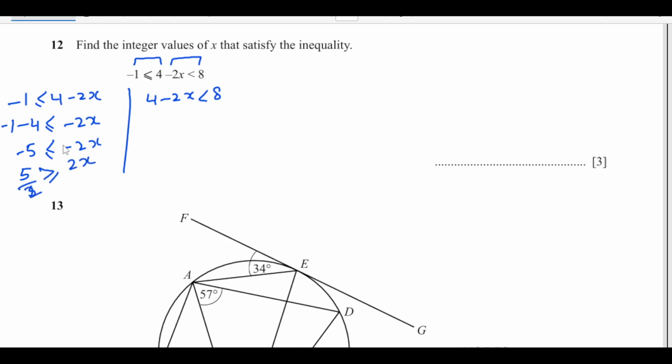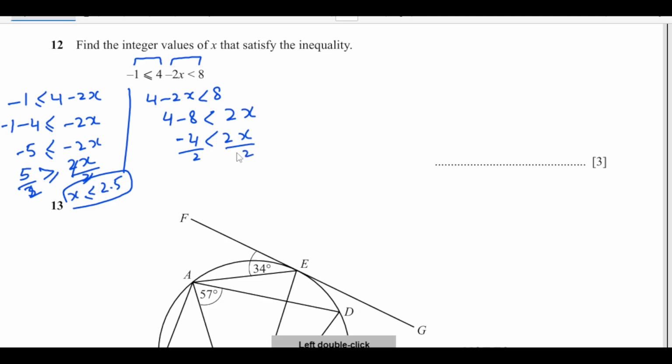Divide by 2, divide by 2. So we have x is less than or equal to 2.5, which is 5 over 2. Here, 4 minus 8 less than 2x, 8 is on this side, negative 4 less than 2x, divide by 2, divide by 2. Now we have divided by a positive number, so there is no change. So that means x is greater than negative 2.